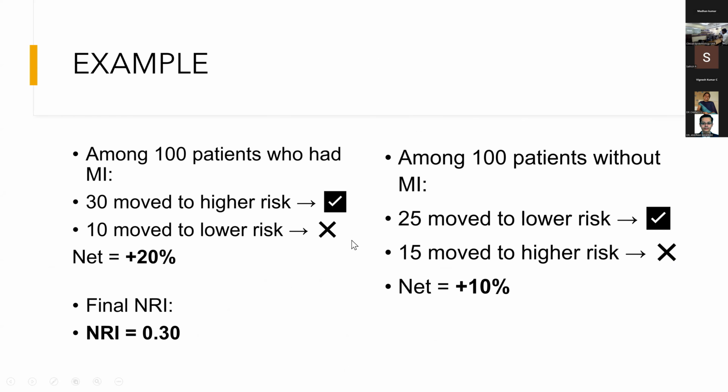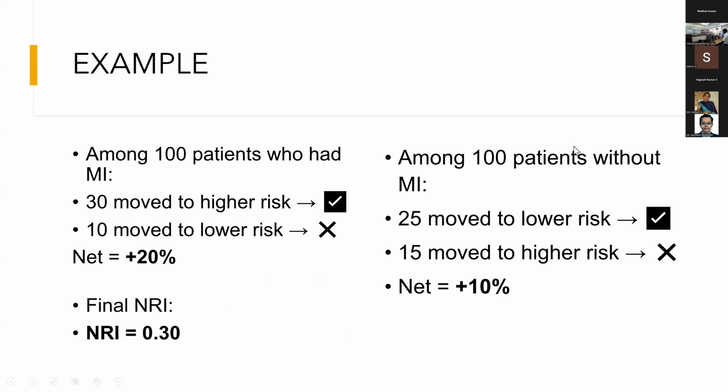So we'll see an example as to how we calculate NRI. So say, for example, we are evaluating a machine learning algorithm to predict the risk of MI in a patient. And we compare it with a pre-existing risk score. Say, for example, we have the Framingham risk score to predict the risk of cardiovascular event. So on administering this machine learning algorithm, what did this algorithm do? It moved 30 of the participants to higher risk among 100 patients who had MI. Whereas among these 100 patients, it moved 10 of these patients to a lower risk wrongly.